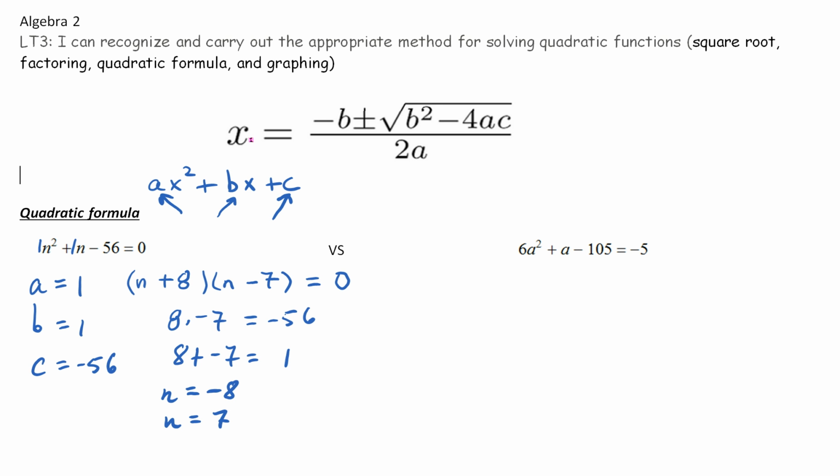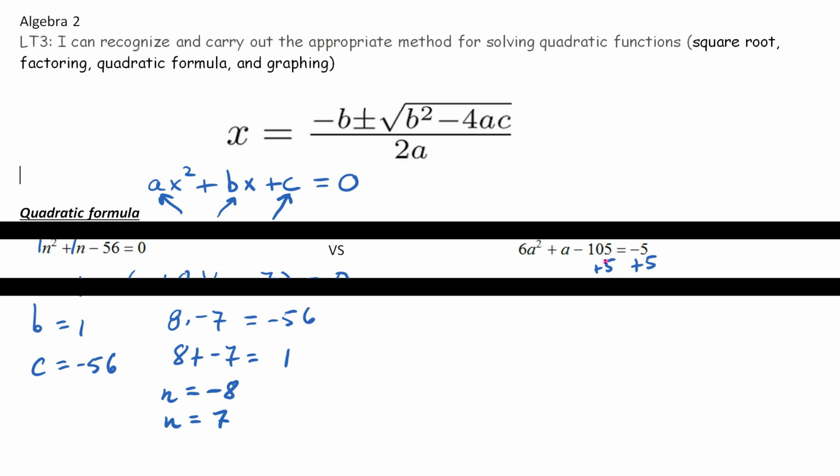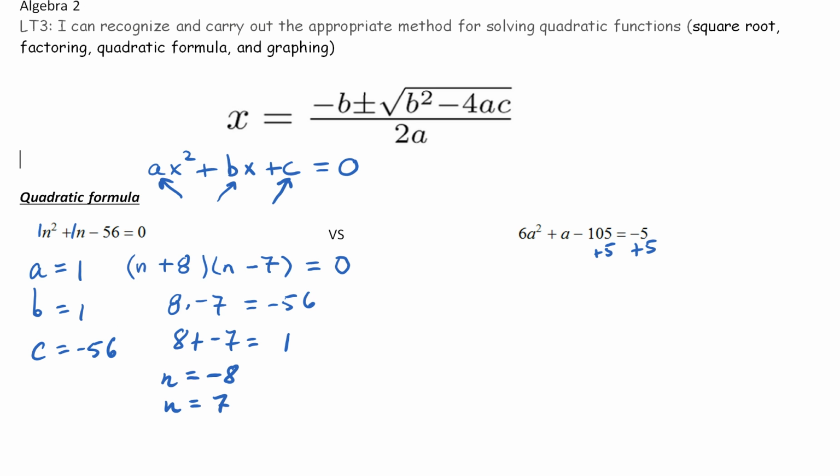In fact, when I look at the one on the right, well, first thing is, I can't solve any of these quadratics unless they're equal to 0. So I have to make sure that I add 5 to both sides of my equation to get 6a squared plus a, subtract 100 now, equals 0.